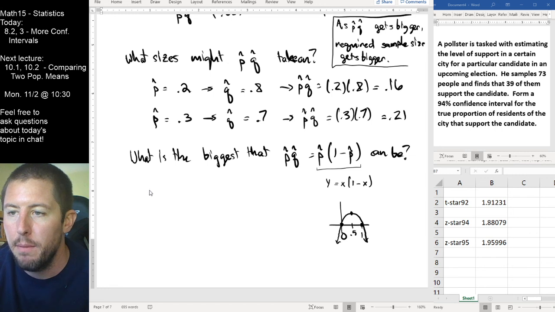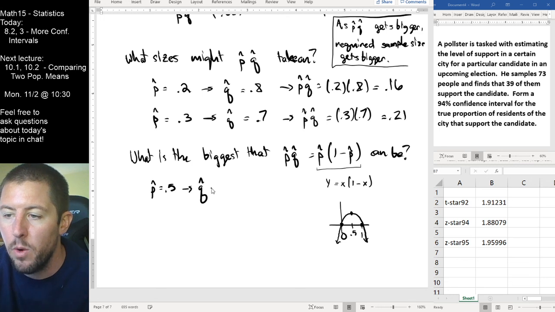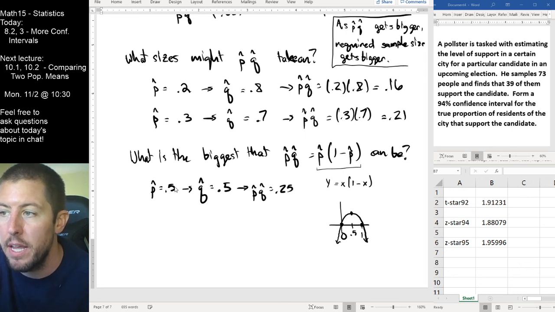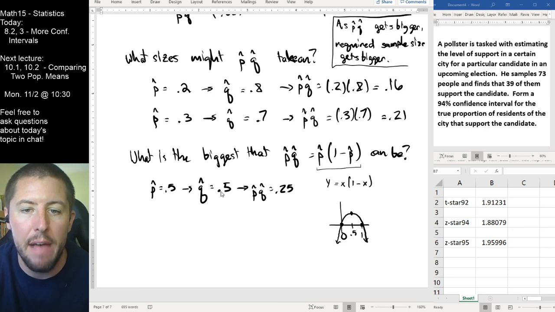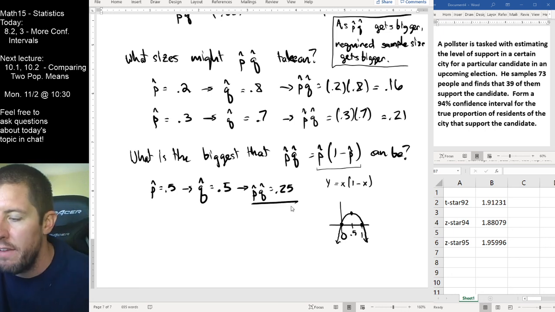And so what that's going to say to me is that if p hat is 0.5, that's our 50% success, then in that case we're going to get 50% failure. And that's going to tell me that p hat q hat equals 0.25. 50% times 50%, half of half is a quarter right there. So this is the largest that this could ever be.